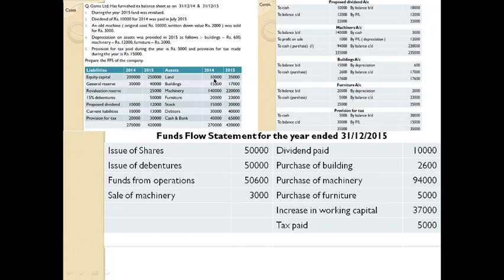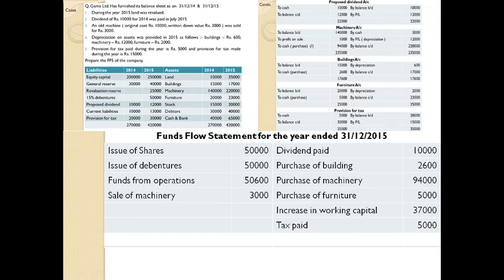Land account, we haven't prepared. The adjustment regarding land, we have discussed that part. It doesn't affect our computation. Buildings we have already prepared. Machinery also prepared. Furniture also prepared. And the remaining current assets have been dealt with in the schedule of changes in working capital part.